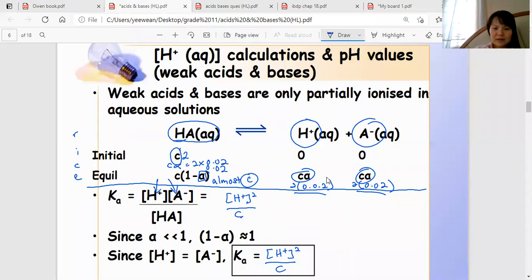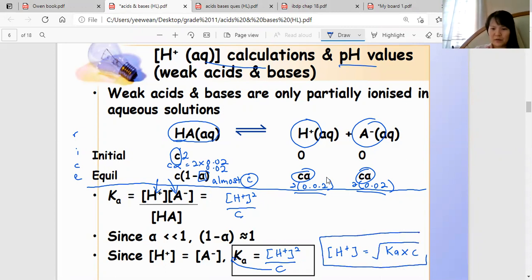Okay, now my focus is to get H plus, because I need to calculate H plus and therefore the pH value. So I'm going to turn it around. So my H plus would be equal to, I take Ka, bring the C over, and that is squared, so square root. Okay, so this is an important formula.